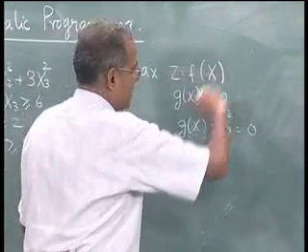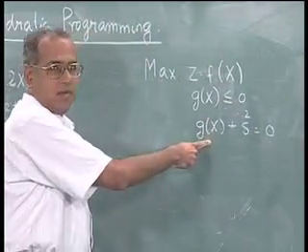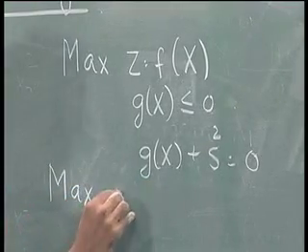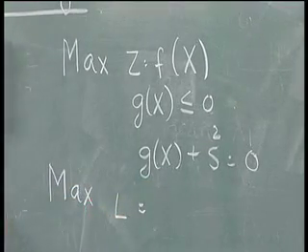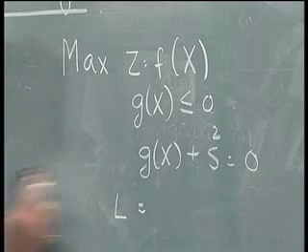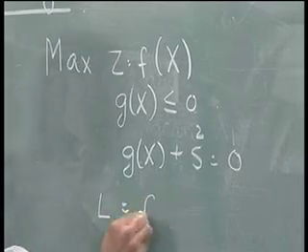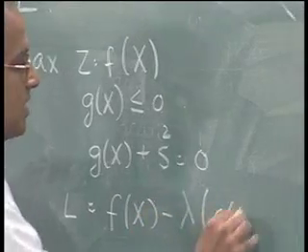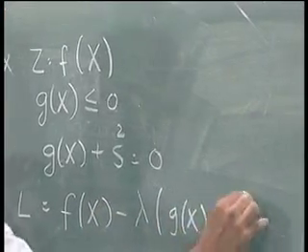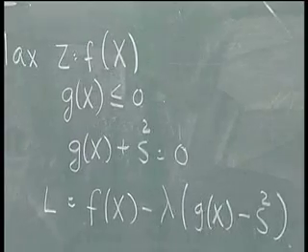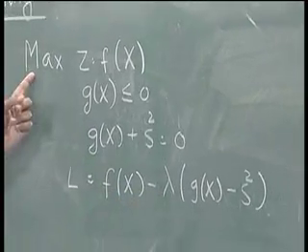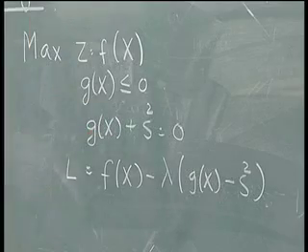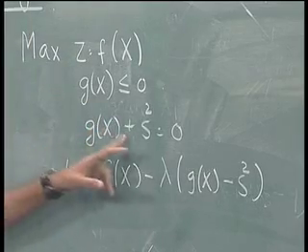Now, we introduce a Lagrangian multiplier, as many multipliers as the number of constraints here, and then we write maximize L is equal to, we just set up the Lagrangian function, L is equal to f of x minus lambda into g of x minus s square. So, we already explained why we put a minus for a maximization problem, because a constrained problem will only bring down the value of the objective function. So, we bring this in.